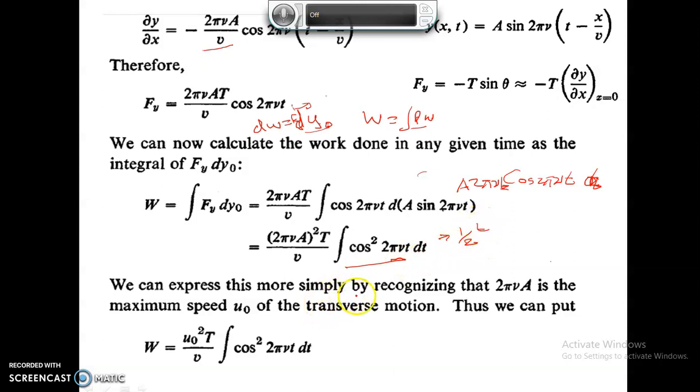So we can express this more simply. I have one more step here. By recognizing that 2πνa is the maximum speed, u0, we substitute 2πνa as u0. 2πνa whole square will be u0 square T by v integral cos square 2πνt dt.